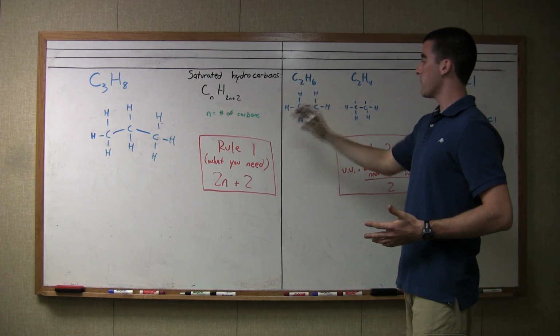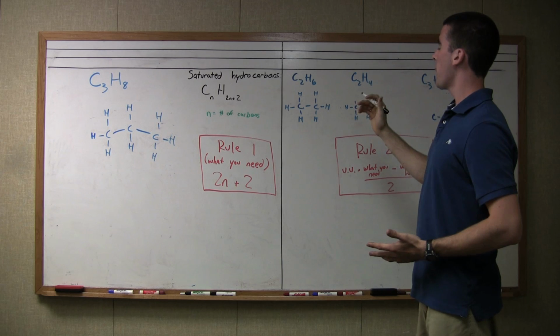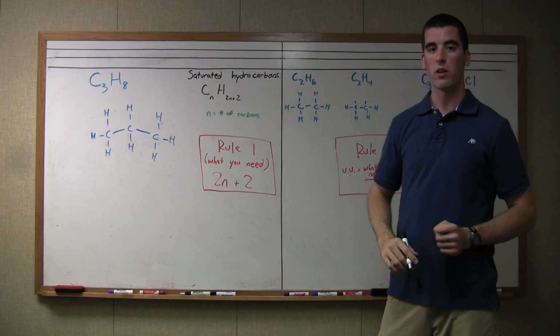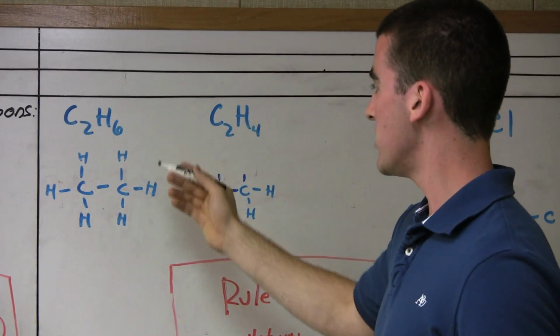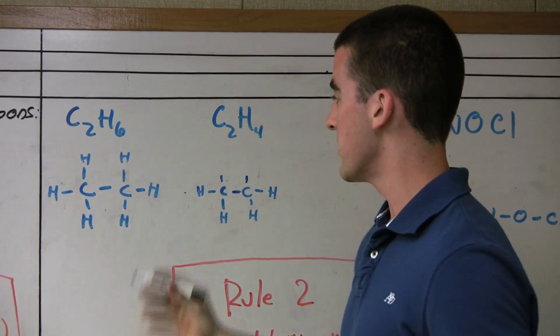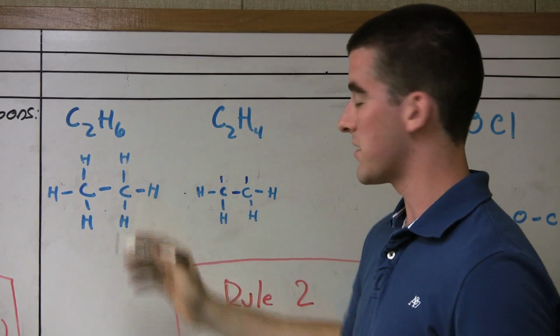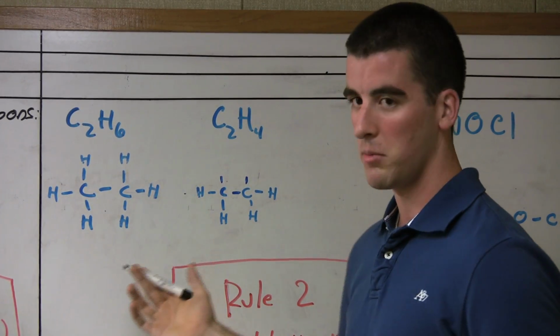So we have our first rule here, which is the 2n plus 2 rule, derived from the saturated hydrocarbon molecular formula. Okay? Let's first compare a saturated hydrocarbon with a hydrocarbon that is not saturated. So if we have ethane, C2H6, we would need 6 hydrogens to make it fully saturated, which it is, and we see that in the structure here. Everything is single bonded, valence shells filled, and hydrogen saturating the carbons.